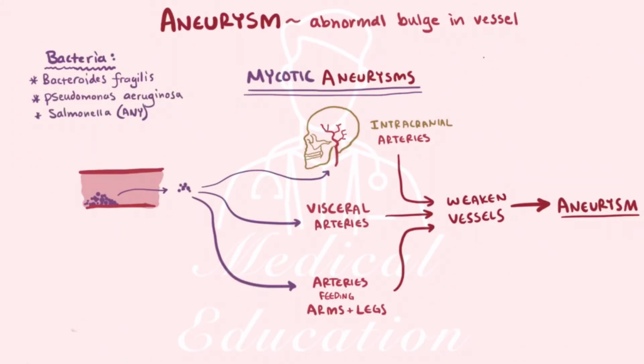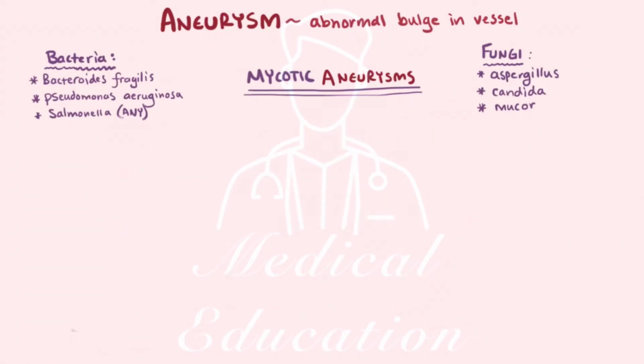You'll also see mycotic aneurysms are a complication of infective endocarditis. But it's not limited to just bacteria. Infections from the fungi Aspergillus, Candida, and Mucor are also a common cause of mycotic aneurysms.